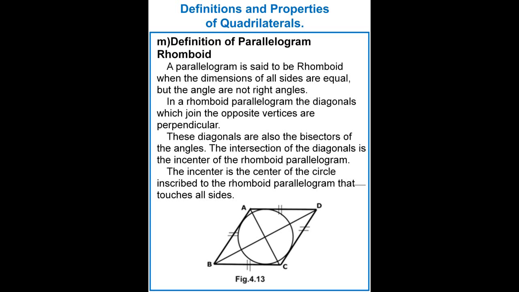The intersection of the diagonals is the incenter of the rhomboid parallelogram. The incenter is the center of the circumference of the rhomboid parallelogram that touches all sides. The diagonal that connects the vertices A and C cuts the bisector of the angle at the vertex B in the incenter, forming two triangles with two equal sides, and with the vertices A and C connected by a single segment of straight line AC. So it's possible to draw a circumference inscribed in the rhomboid parallelogram that touches the four sides.